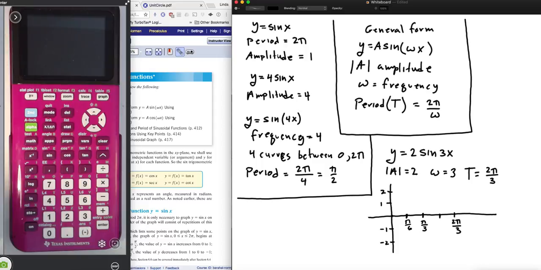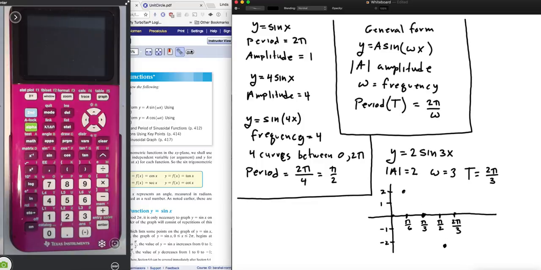And then this point is halfway between pi over 3 and 2 pi over 3. So if I add those together, I get 3 pi over 3, or pi. Divide that by 2, I get pi over 2. All right, so I can label those points. Once I have that labeled, I draw in my key points for sine, which always follow the same pattern.